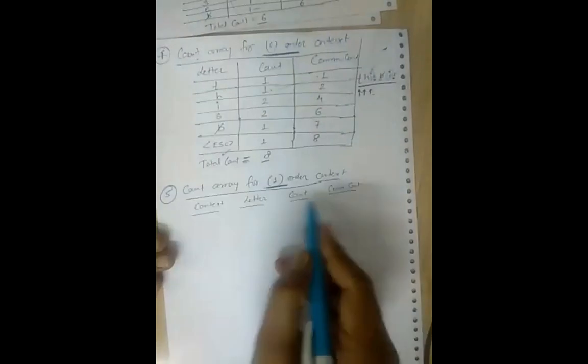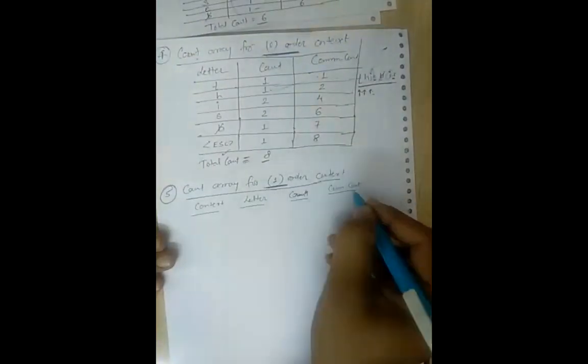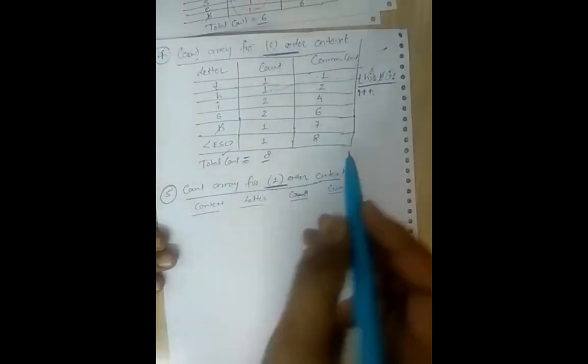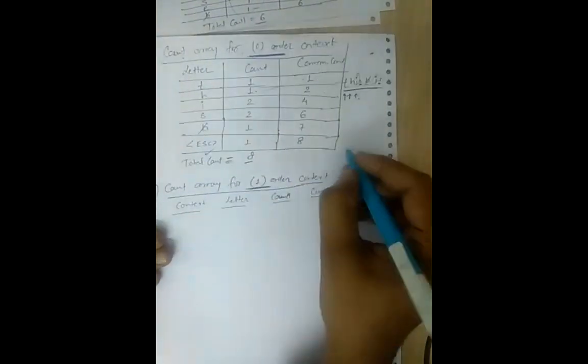Okay, quickly start with the fashion where context, letter, and count, then cumulative count. So over here you can see what we need to figure out over here. The same string I can just use over here.